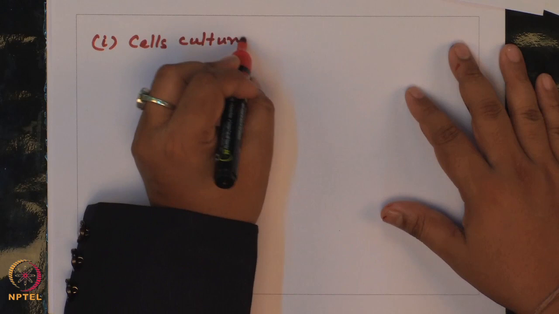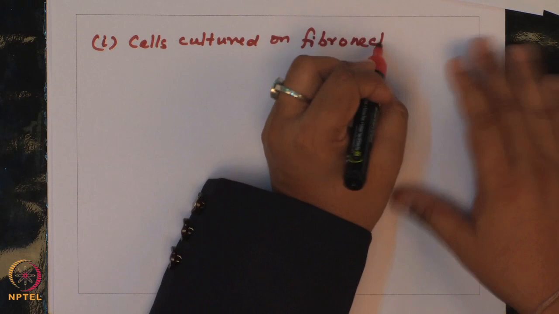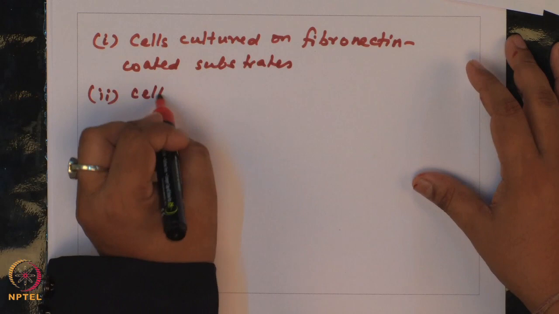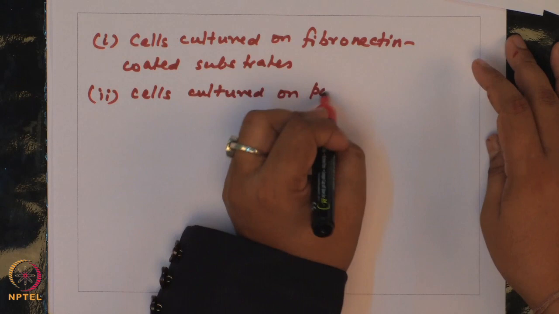Okay, one more point he demonstrated. So he repeated this experiment in two conditions. One condition was cells cultured on fibronectin coated substrates, and the other condition was cells cultured on polylysine coated substrates.